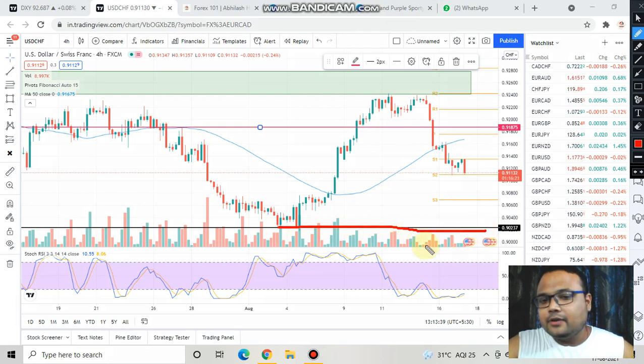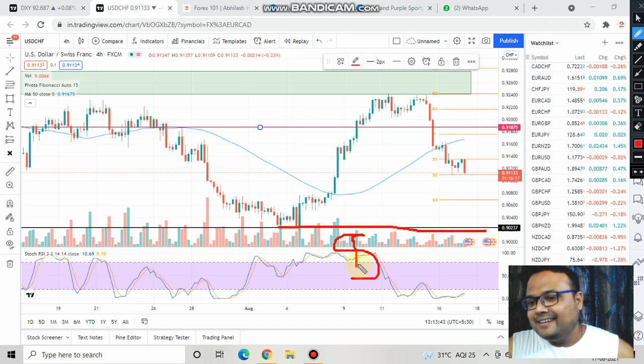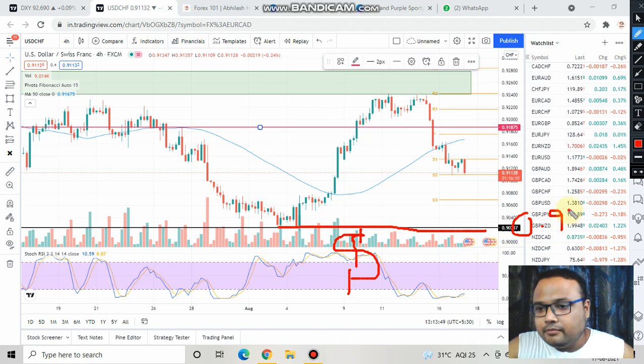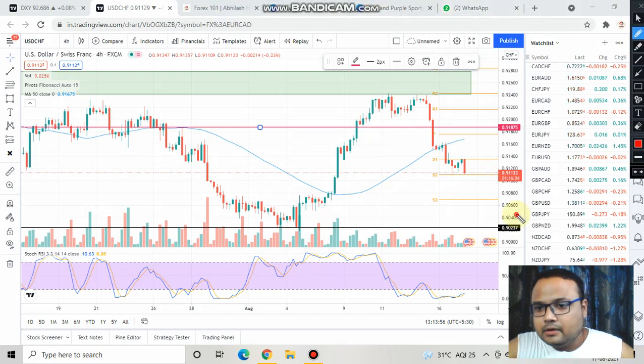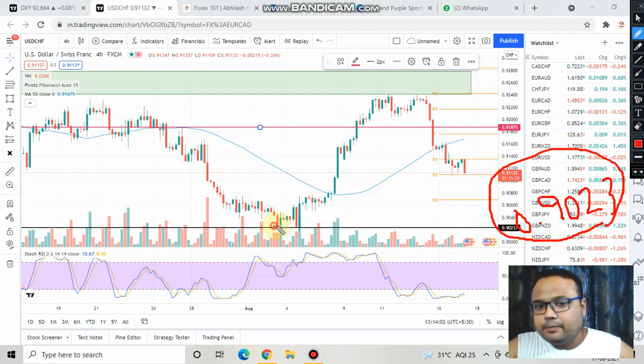This is a resistance for the market. Sorry, this is a support for the market. I'm losing my mind. It's 0.92. What is the level? 0.9023 is the support for the market.